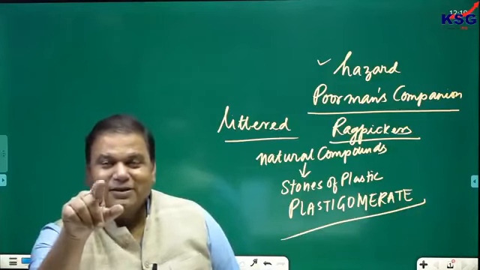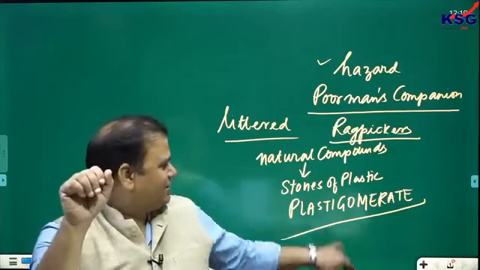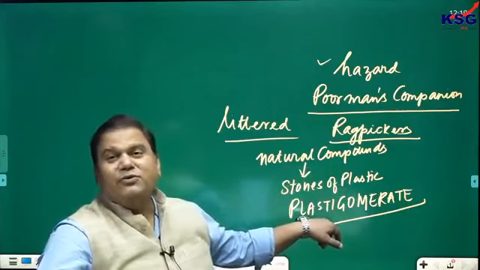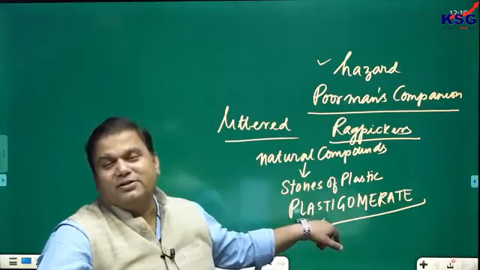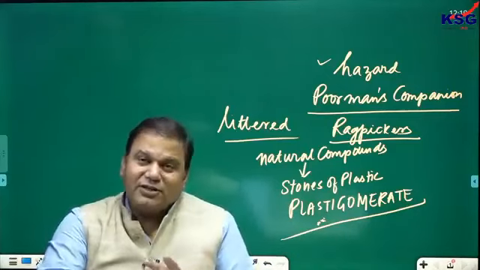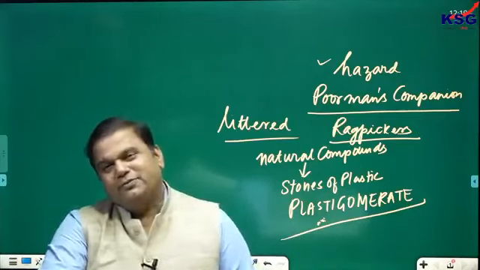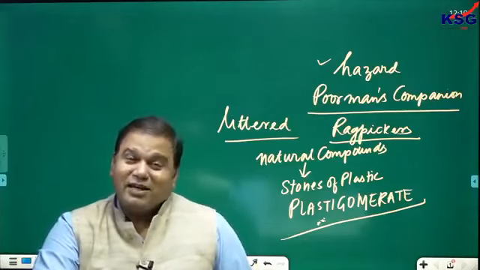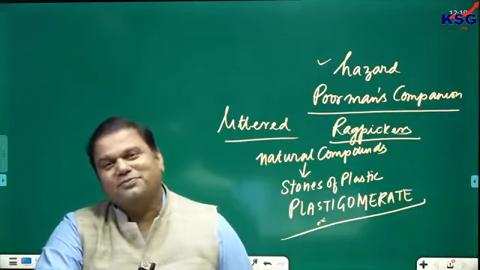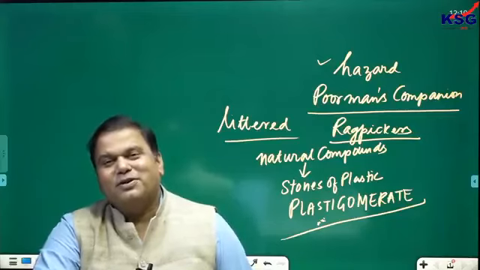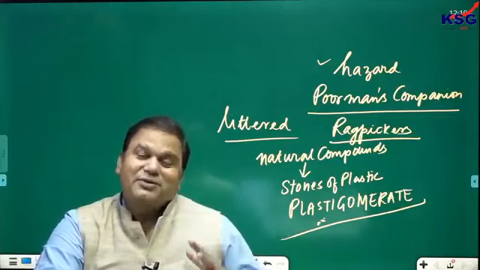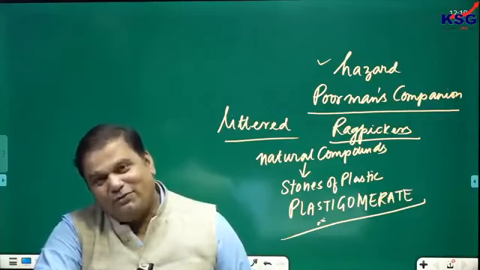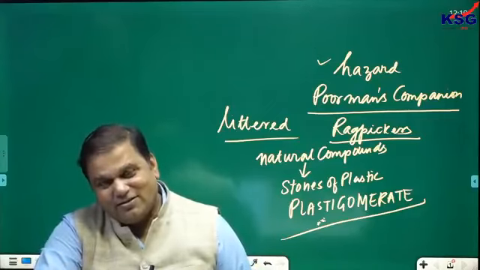So 70% of our textiles, this is called plastigomerate, and this is one of the worst forms of environmental degradation. More than 70% of the textiles that we use come from plastic products, because polymers taken from petrochemicals are used for the development of these textiles.